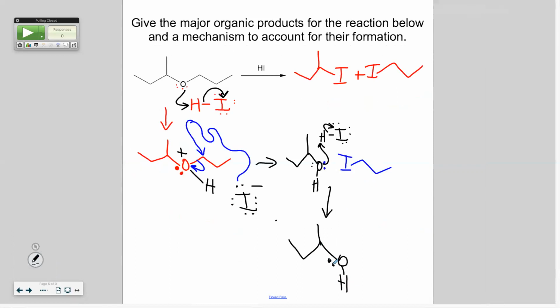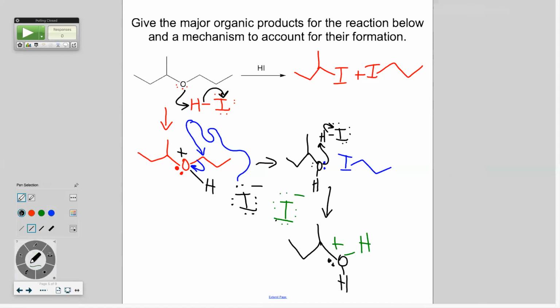Here's what we didn't touch, but here's what we touched. So this O is going to have an H on it. And now it's going to have what charge on the O? Positive. Okay, and what else do we make? I minus. What does that I minus do? And then you give the electrons in that bond back to the O. So that's how you get it.